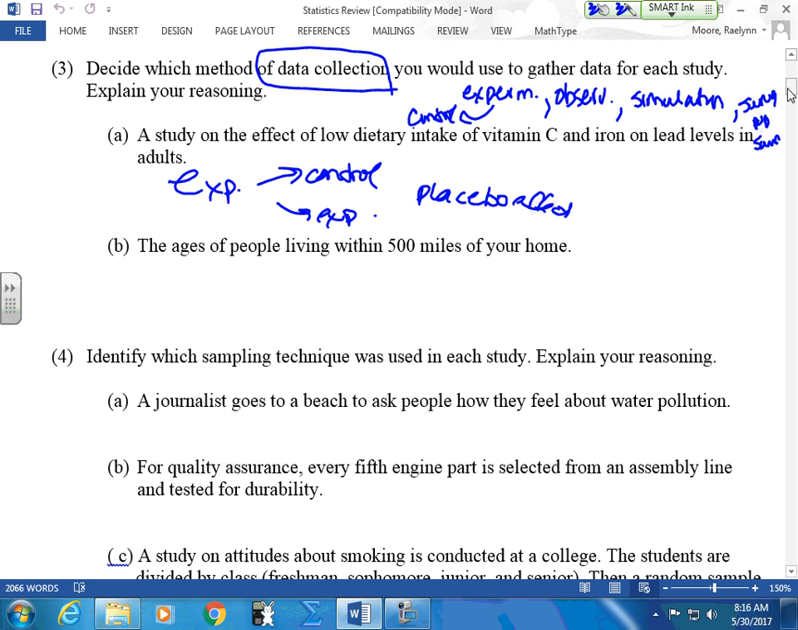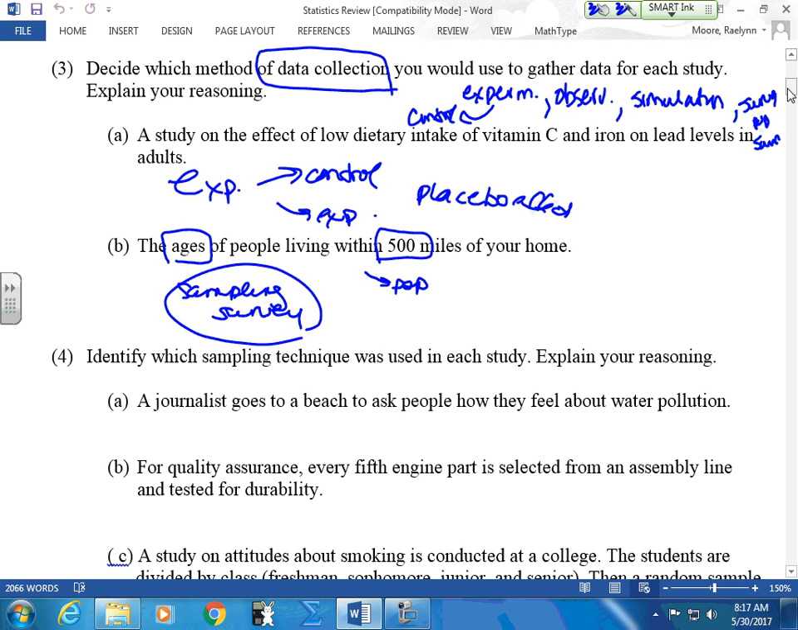How about the ages of people living 500 miles from your home? A sampling survey. Would I want to send out a survey to everybody here? I could do that, or I could just send out a sample. This would be my population, but within 500 miles is a pretty wide radius, isn't it? Do I want to ask everybody within 500 miles? Nope. So I want to send out a little sampling. Send out a sampling survey.